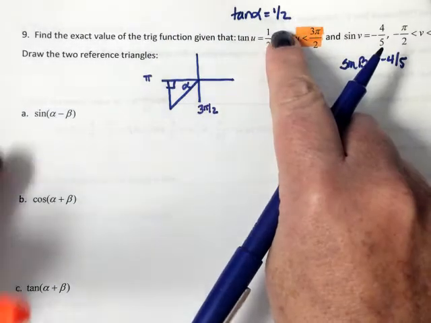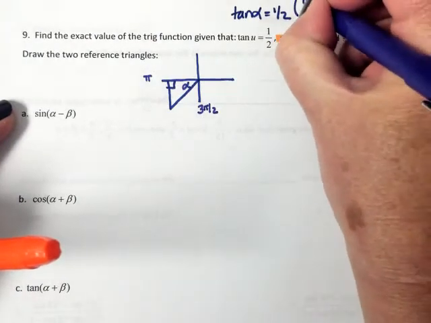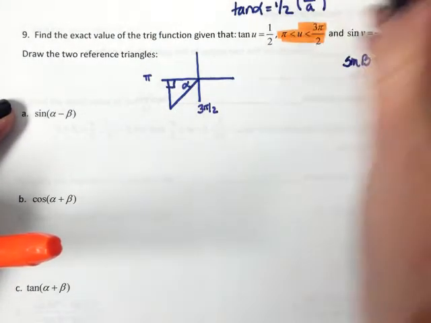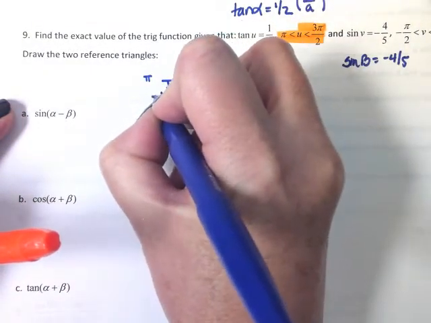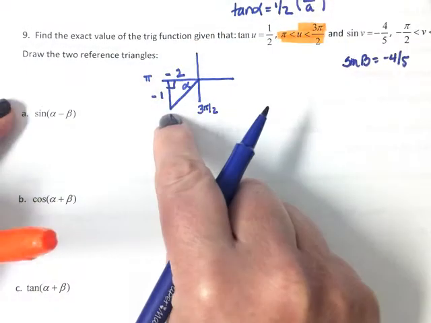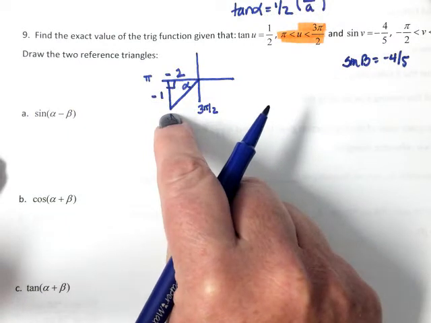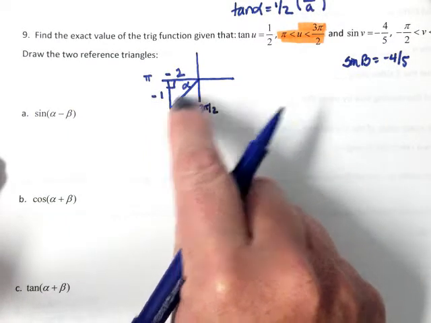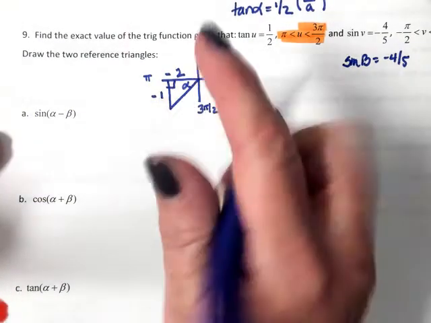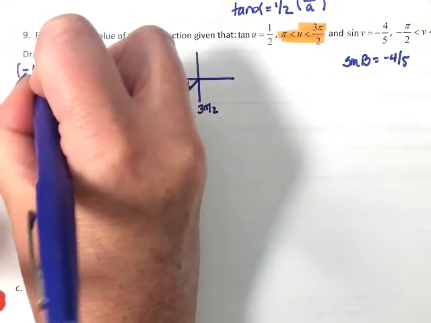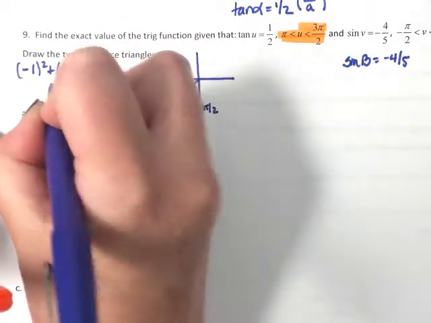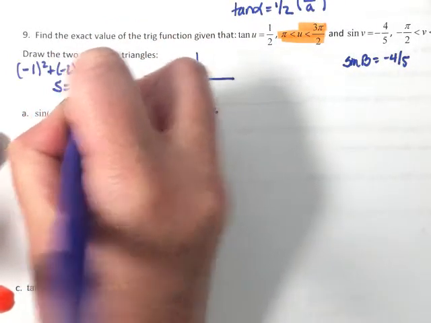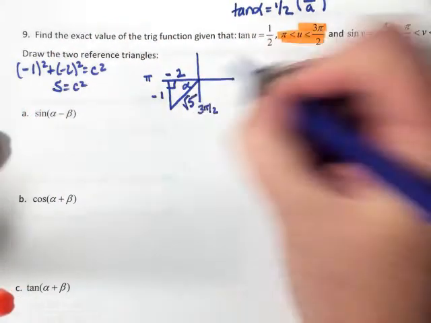Remember, by your SOHCAHTOA, tangent is the opposite over adjacent. So my opposite side is 1, my adjacent side is 2. Again, make sure I put my negative signs there because I'm on the negative side of both the x and the y axis. So to find the hypotenuse, you have to use your Pythagorean theorem. -1 squared plus -2 squared is equal to c squared. So 5 is equal to c squared, so the hypotenuse is going to be square root of 5.